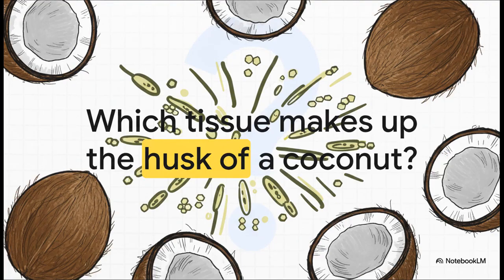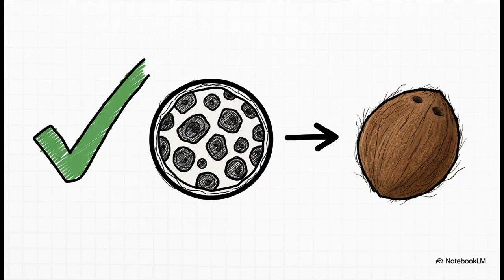Question number 2. Remember our tough friend, the coconut? What was that hard, protective husk made of? The bodyguard tissue. What was it called? Bingo! Sclerenchymatous tissue. And here's a pro tip for your exam. Always add the reason why. Just say, because its cells are dead and have thick walls. That will really impress your teacher.